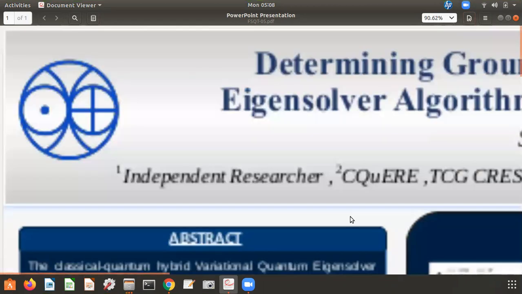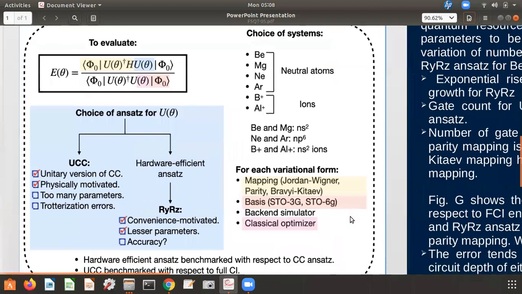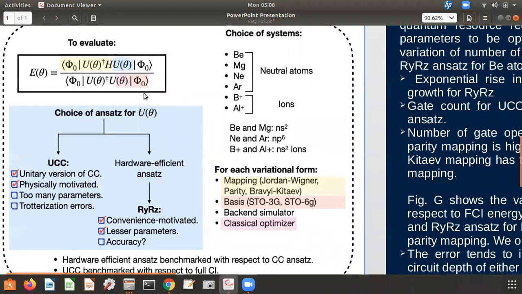So as the plan of the work goes, we try to evaluate this expression for the ground state energy. As you see, this highlighted U theta is this part. So U theta can be chosen in multiple ways. We can take a unitary coupled cluster ansatz that is theory motivated, and a hardware efficient ansatz. In this case we're taking the hardware efficient one, which is convenience motivated in a way that it is recommended mostly by the quantum hardware.